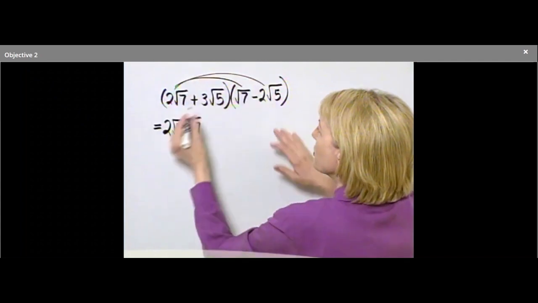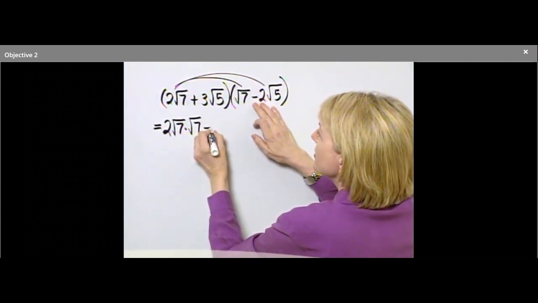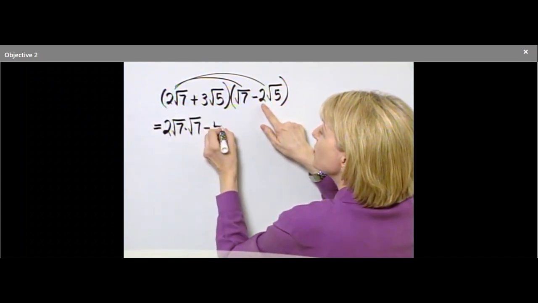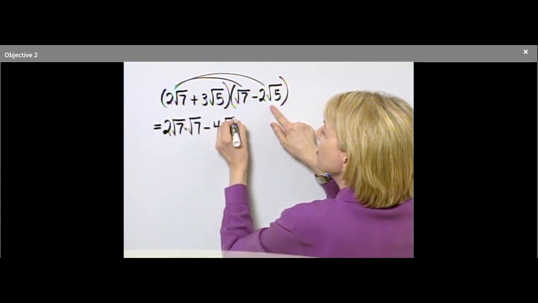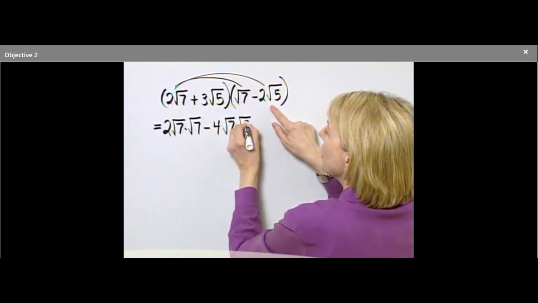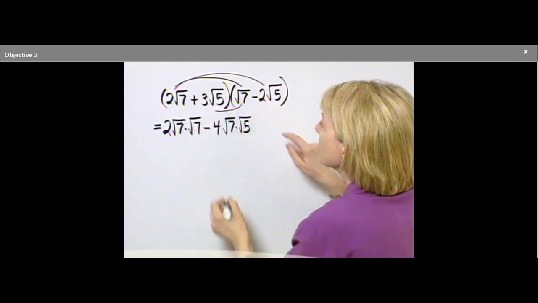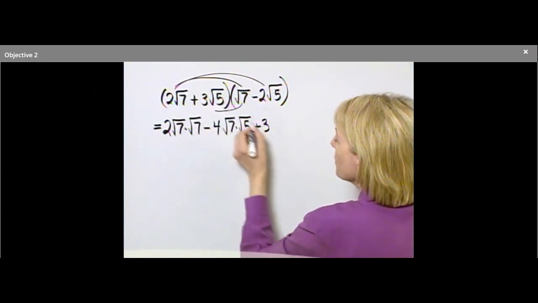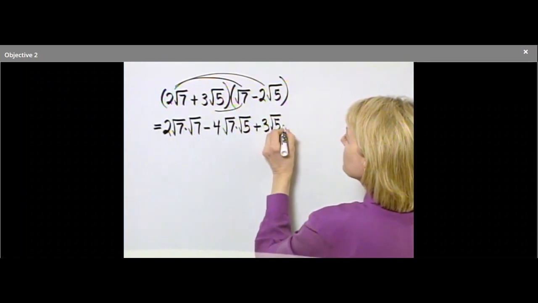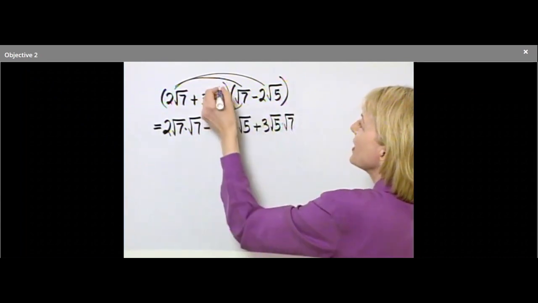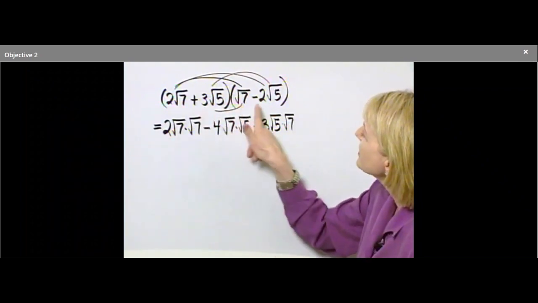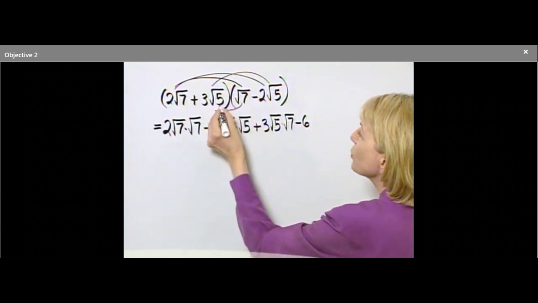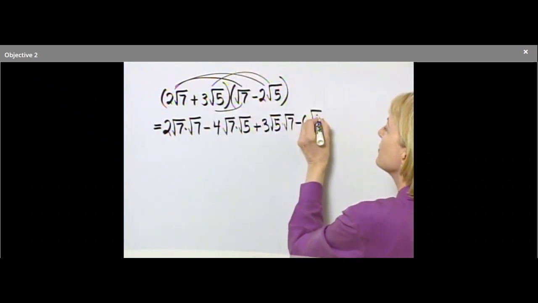What is the outside product? I have minus. Now let's go ahead and at least do the 2 times 2. 2 times 2 is 4. And then square root of 7 times square root of 5. Inside product, that's plus. Now that's 3 times 1, still 3. Square root of 5 times square root of 7. And then what is last times last? Last times last, that will be minus 6. And then square root of 5 times square root of 5.